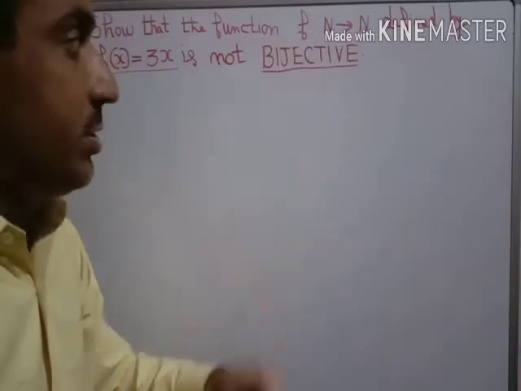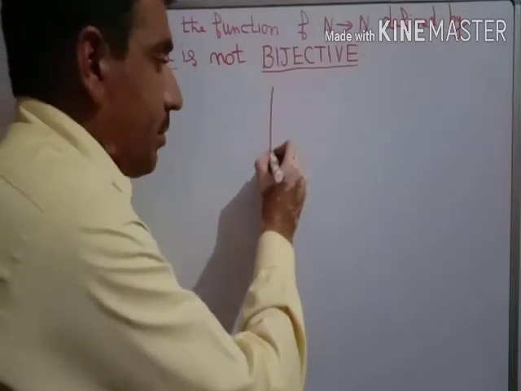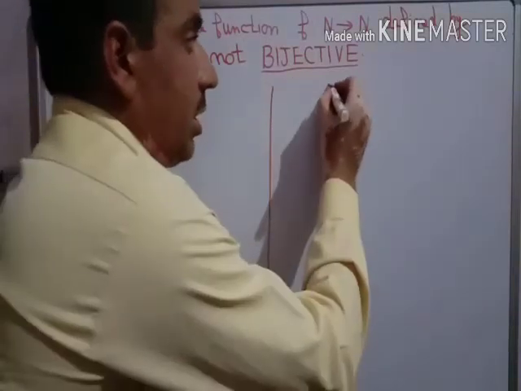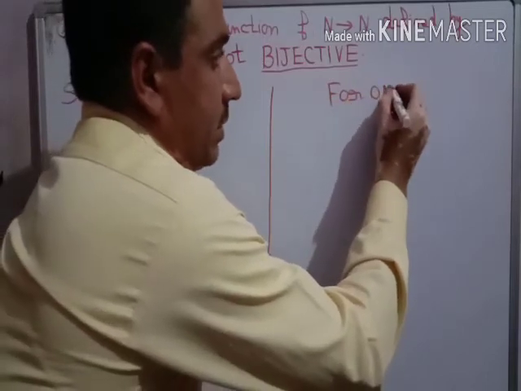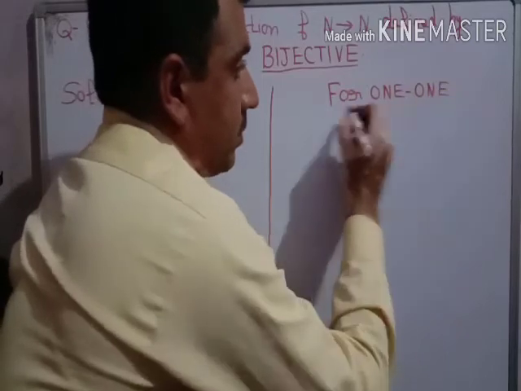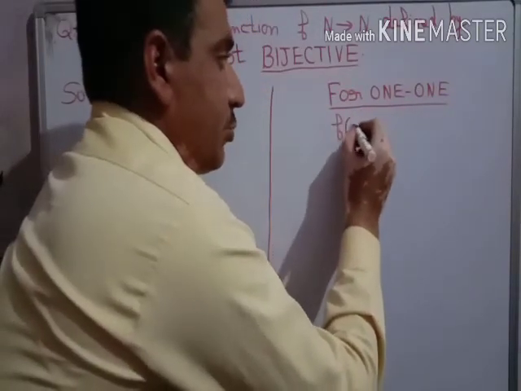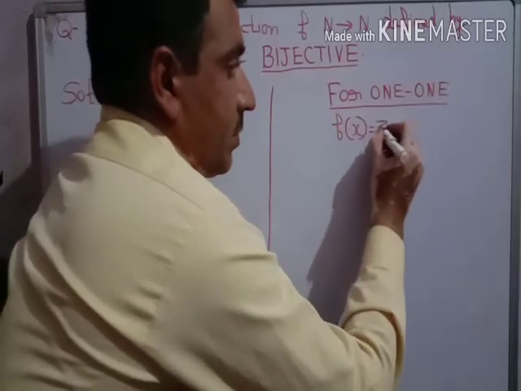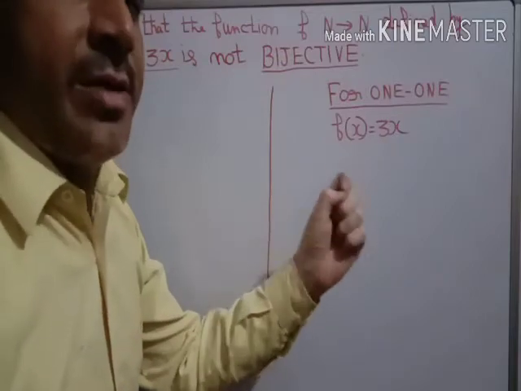Let us start this question. Let us work for the 1-1 part. The given function is f of x equals 3x. Let us discuss this function by taking mapping diagrams.